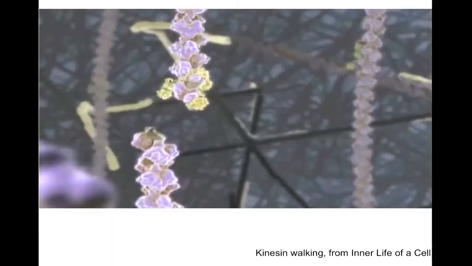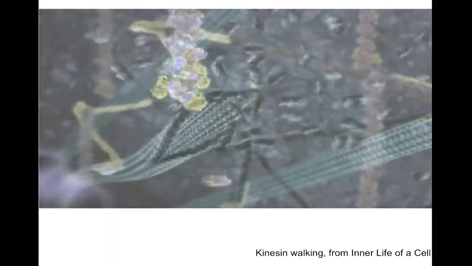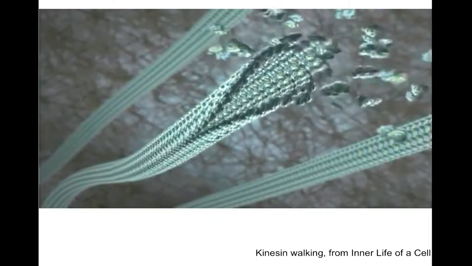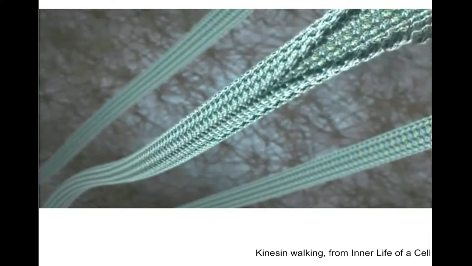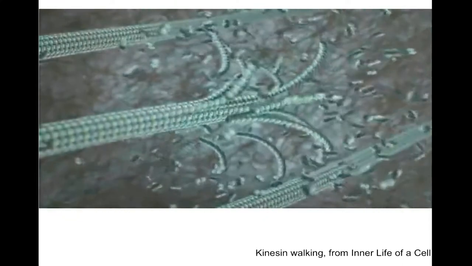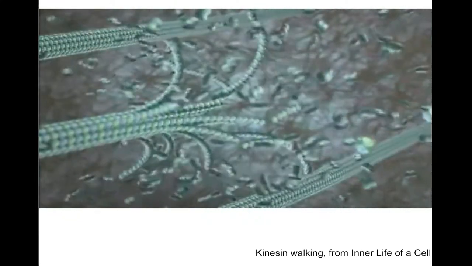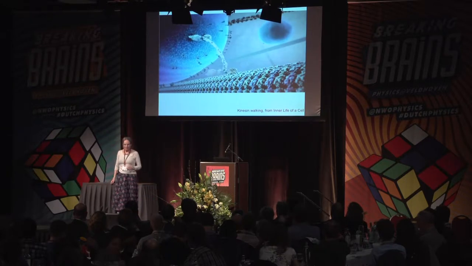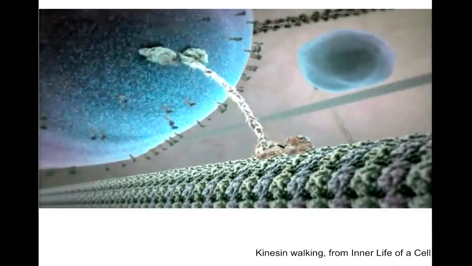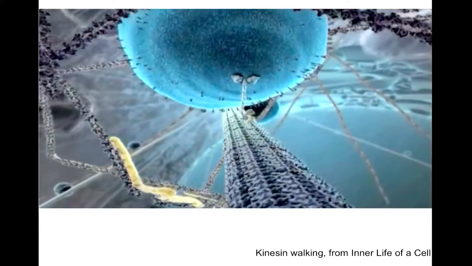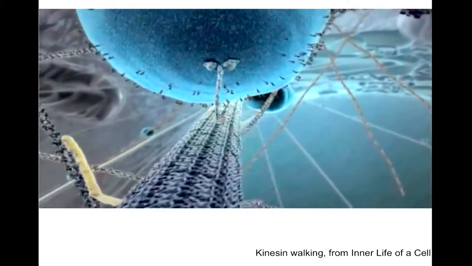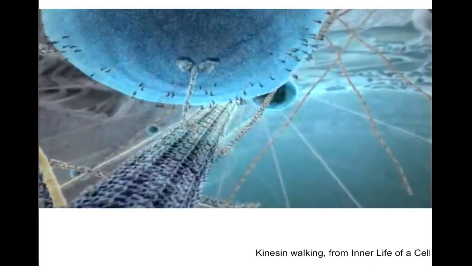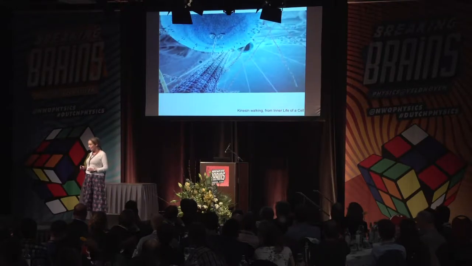So now let's move down a length scale. This is a molecular motor. The two feet are the molecular motor's bit. And what this molecular motor is doing is moving chemicals around in a cell.